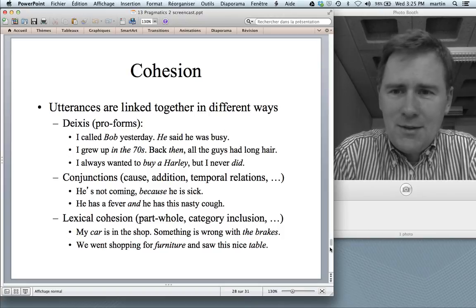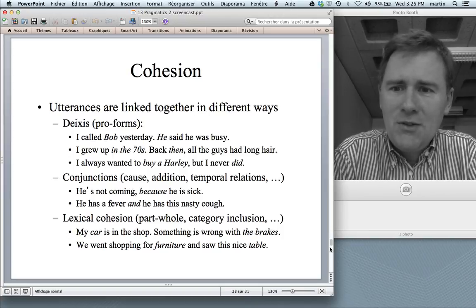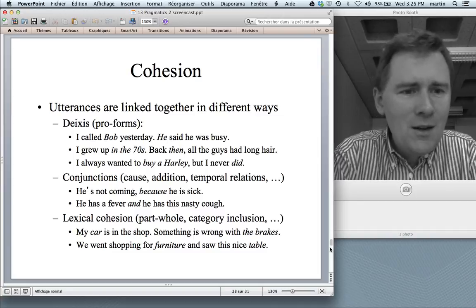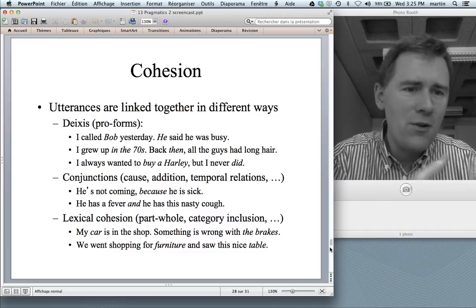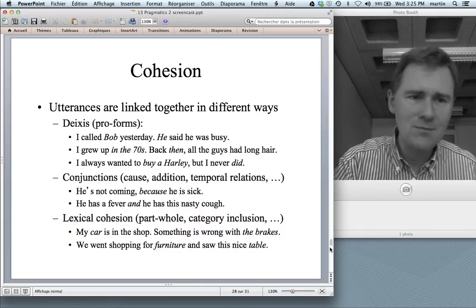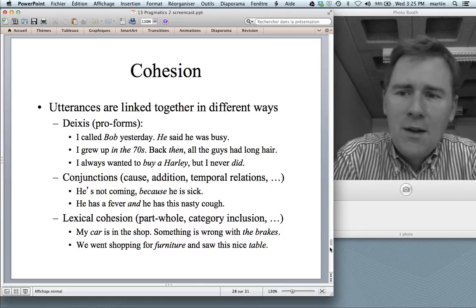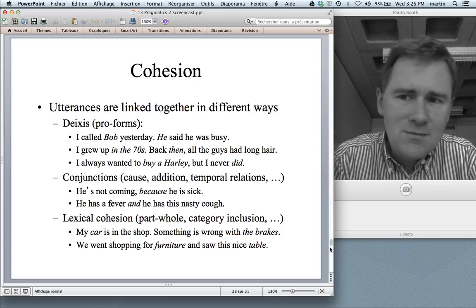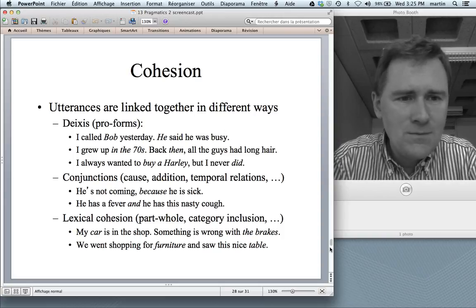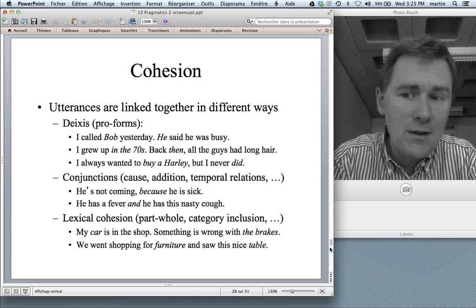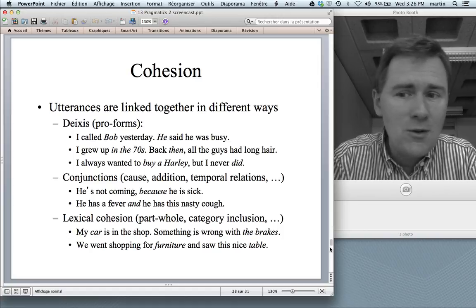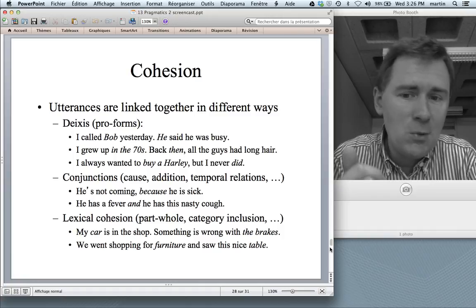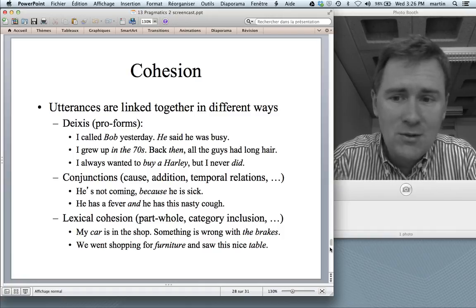Yeah, this might already be the final concept that I want to discuss, cohesion. Utterances are linked together in different ways. Natural conversation has a flow, a topical flow, so that certain things follow other things naturally. And so texts, and spoken conversation is also a text, consist of utterances that are linked together in different ways. Ways to link utterances are things like deictic elements, pronouns, proforms, in sequences like, I called Bob yesterday, he said he was busy. Okay, so he in the second sentence refers back to Bob in the first.